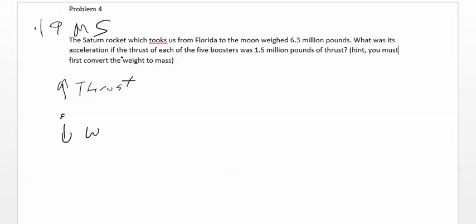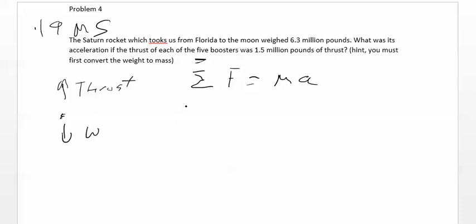The thrust we know is going to be bigger than the weight. And so that will give us a net force. If I add up all the forces together, that's going to equal mass times acceleration. Well, I've got the force of the thrust. It's going up. I'll say that's the positive direction. Now, how much is the force of that thrust? Well, it says it's 1.5 million pounds of thrust, but there are 5 boosters which do that.